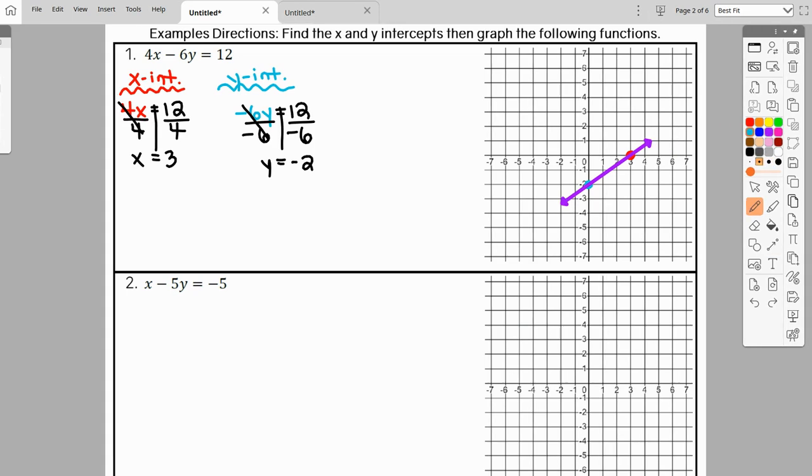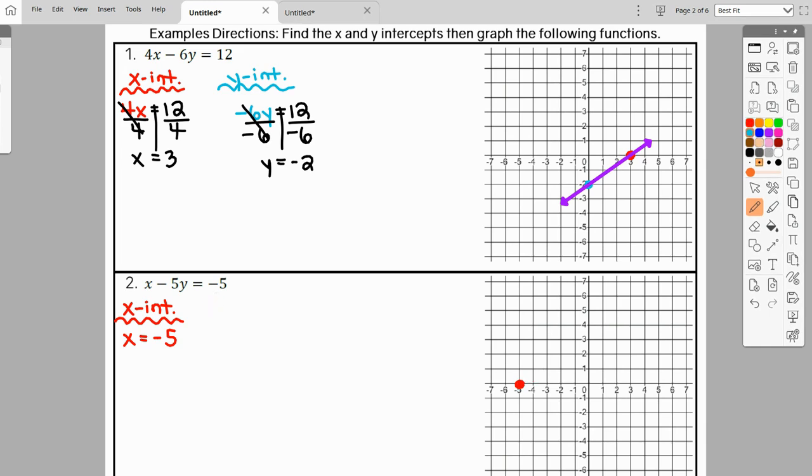For the next question, same idea. To find the x-intercept, I keep the x term. I need that letter to solve. I ignore the y term, and I just set it equal to the right side of my equation, which is -5. For this problem, that's it. No division needed. My x-intercept is -5.